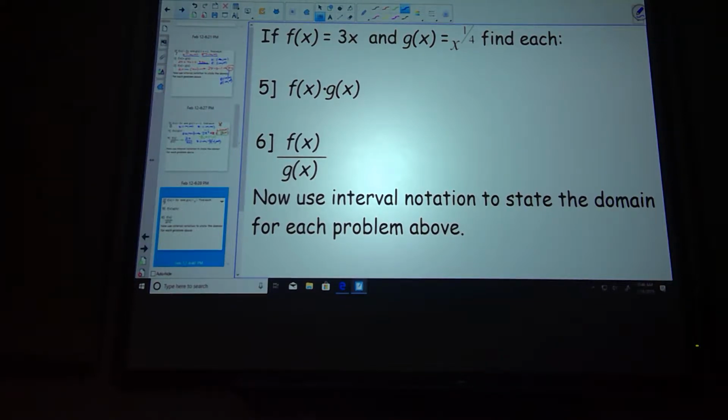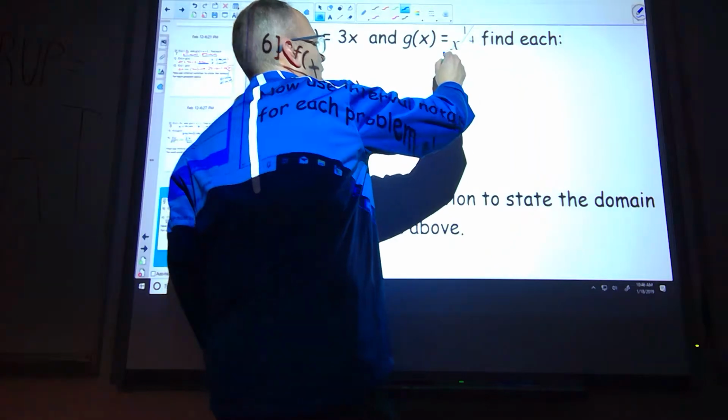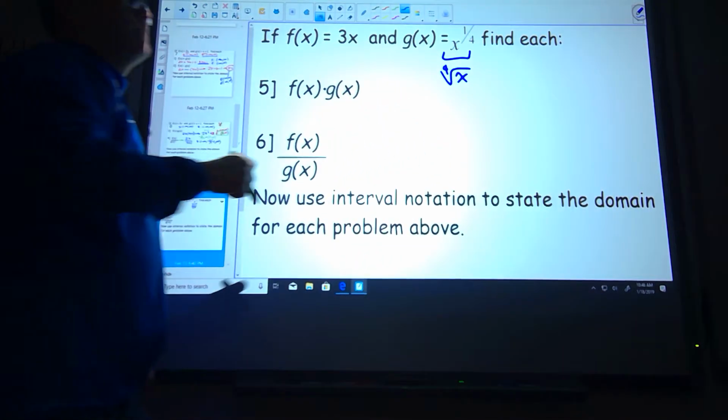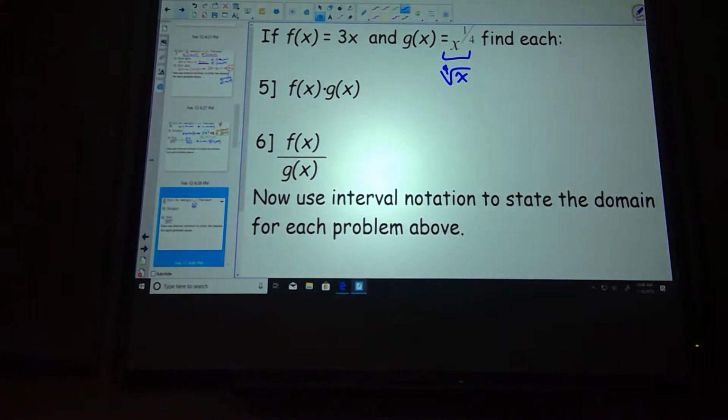All right. So before I start this problem, x to the 4th power is the same thing as the 4th root of x. Do you agree? So I just want to clarify that this is the same thing as the 4th root of x. Is that okay? So that's converting from exponent form to radical form, right?